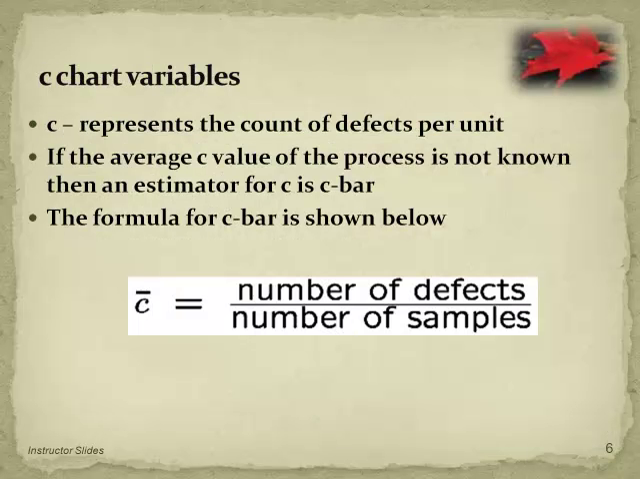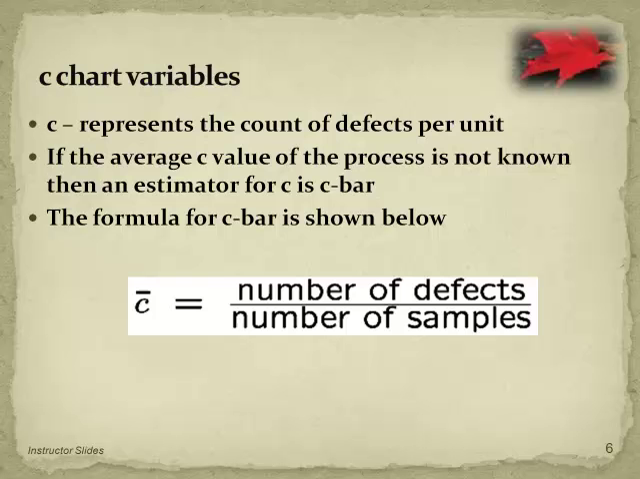Now, there's only one variable in a C-chart, and that is the variable C, which represents the count of the number of defects per unit. So if you've been measuring things for a long time, been making cars, for example, for a long time, we know on the average a car has so many defects in it when it comes off the assembly line. That would be your C. But if the process is new, if you do not know what that average is, then we can have an estimate for C. This is very similar to what we saw in the previous part where we were making an estimate of our percent defective. So that's what we're going to be doing here. We're going to be making an estimate of our C.